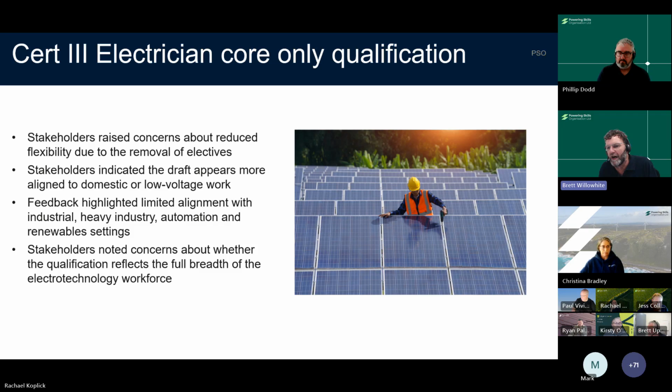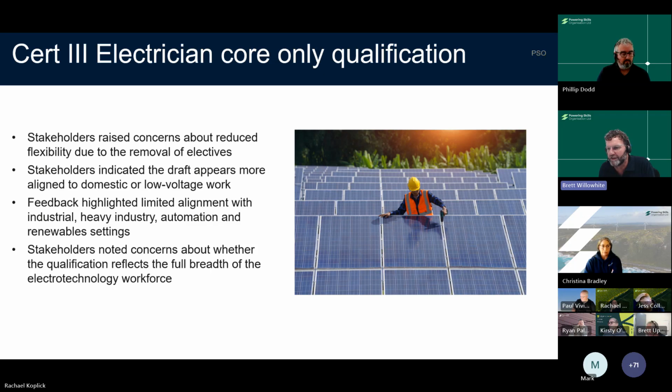Stakeholders indicated the draft appears to be aligned to domestic or low voltage work. Interesting, this one. The current draft has basically maintained the majority of the core unit structure, with all those units being obviously reviewed and redrafted to reflect changes in industry, as I said, and to provide clearer delivery to RTOs, which we've already talked about, trying to write the units to work better for training purposes.